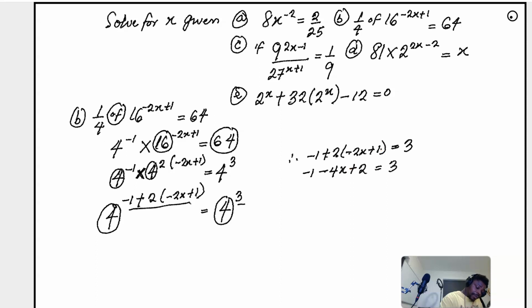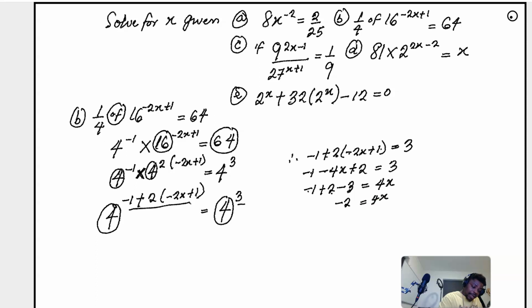equals to 3. Okay, so minus 1, let's take all the values that is not having x to the left-hand side. So minus 1 plus 2, this is on this side, 3 plus 3, bring it to the other side, that is minus 3, is equal to, this is minus 4, take it to the other side, that is plus 4, that is 4x. So minus 1 plus 2, that is 1. So 1 minus 2, 1 minus 3, that is minus 2, is equal to 4x.